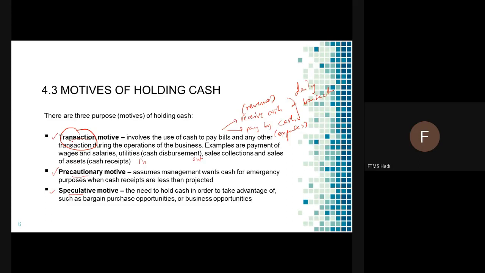However, there is a difference between transaction and precautionary. Let's look at the word precautionary. It refers to management wanting cash for emergency purposes, when cash receipts are less than projected. That means the money is used for last-minute or emergency cases. I'll give an example for personal first. If you are suddenly sick, not feeling well, you have no other choice but to go to the hospital or clinic and spend some money. We call that precautionary. You treat it as an emergency.